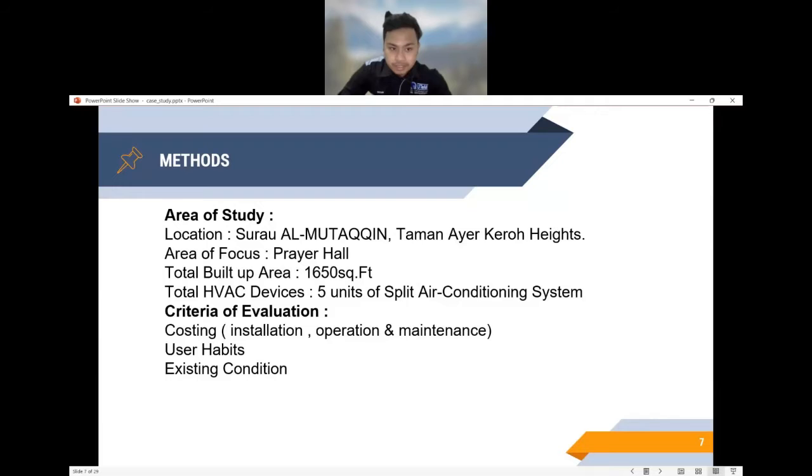The criteria of evaluation is costing, for example installation, operation and maintenance, user habit, and lastly, existing condition. That's all from me. Thank you.